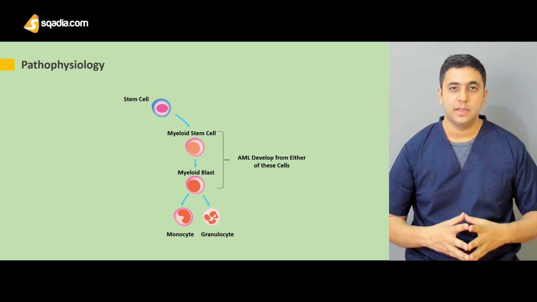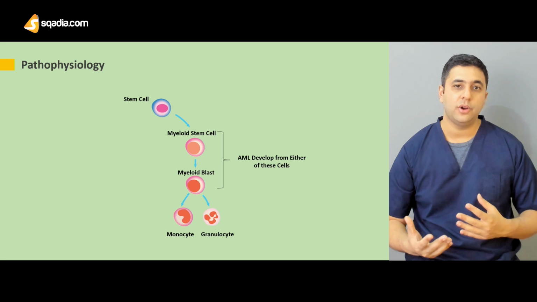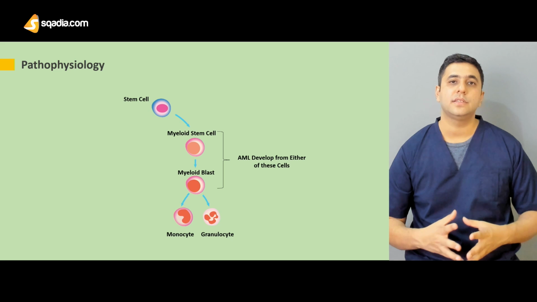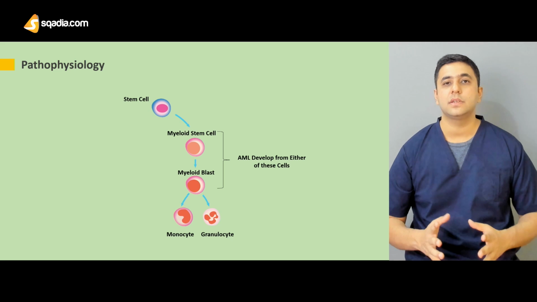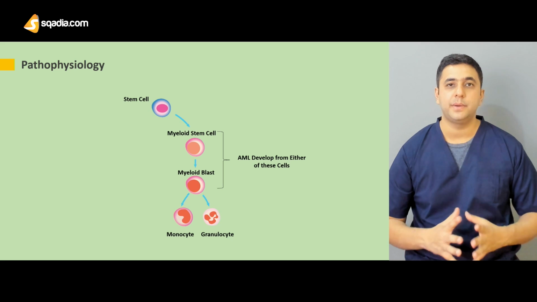Since it develops from the blast cells, we can use the term acute myeloblastic leukemia or acute myeloid leukemia interchangeably. The better term to use, in my opinion, is acute myeloblastic leukemia, because it gives us a good idea of the disorder, since myeloblasts are the germ cells which are found in abundance in these people.